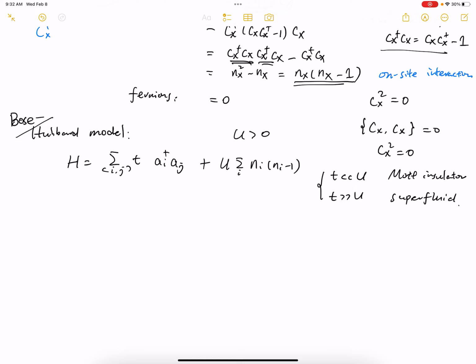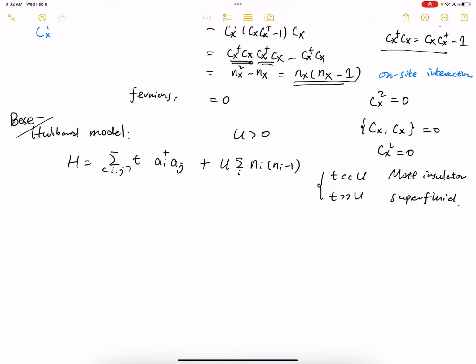Wait, I'm a bit confused. If U is really large versus t, wouldn't there be more particles in the same site? No, because you want to lower the energy of the system. If U is positive and you want to find the lowest energy, the ground state of the system, you want to minimize that second term, right? And then the n_i should be as small as possible. n_i is an integer, so it can be either 0 or 1 as the smallest, right? And that will both make this term 0. So you don't want n_i to be equal to 2, right?